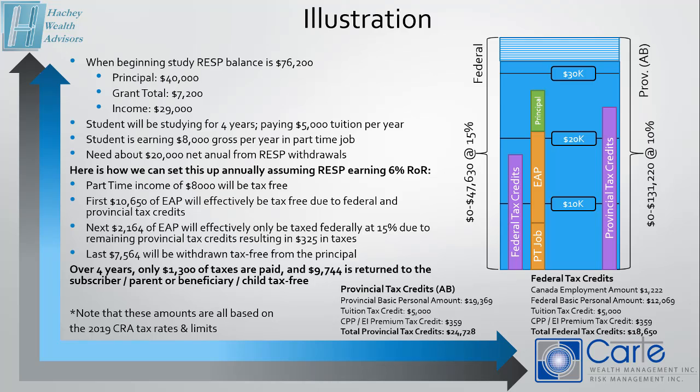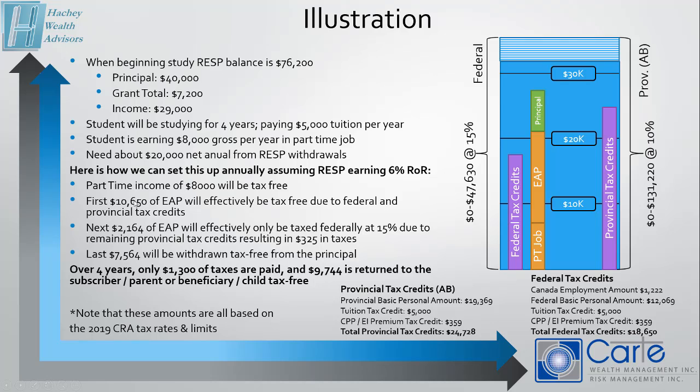So if we look at the grant room at $7,200 and the income portion at $29,000, and it keeps growing at 6% throughout the university career, in order to time this out, we're going to need to withdraw $12,814 every year in the EAP.